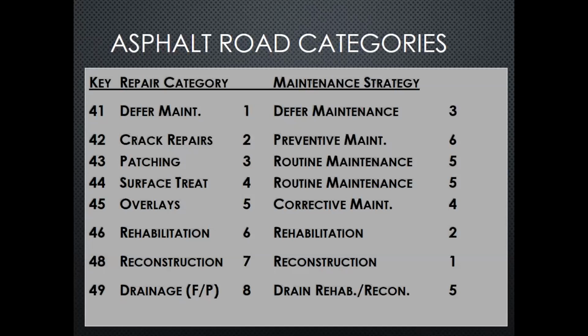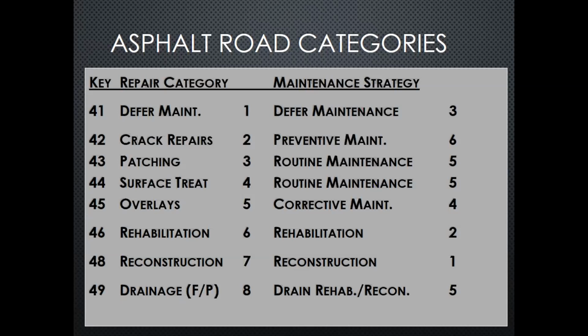Within the software, this is how they're linked. You can see the defer maintenance, again, we've got the 1 through 3 in the repair categories, or 1 through 8 in the repair categories. The crack repairs, patching, surface treatments, all those repair categories we just saw for paved surfaces. But in this case, we've also got drainage. The drainage is critical. With the maintenance strategies, the numbers on the right side of the column on this screen here are the ones that are used within the software.